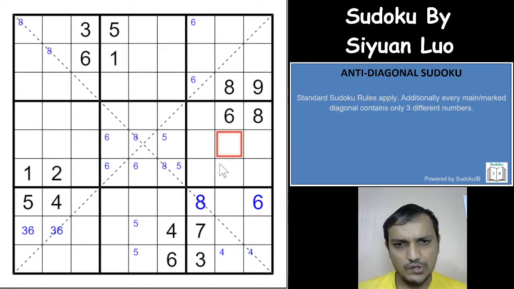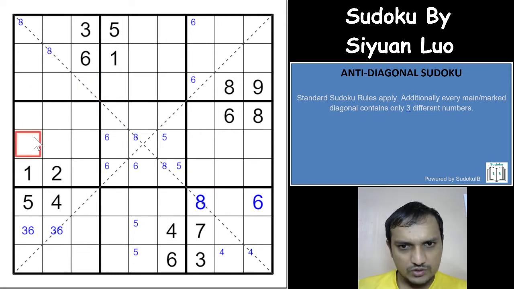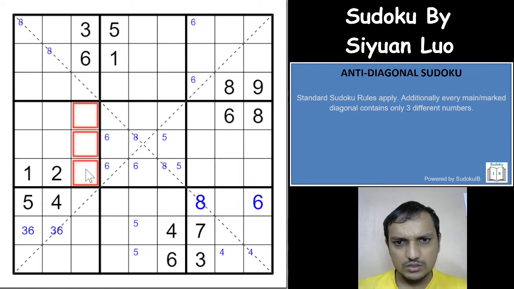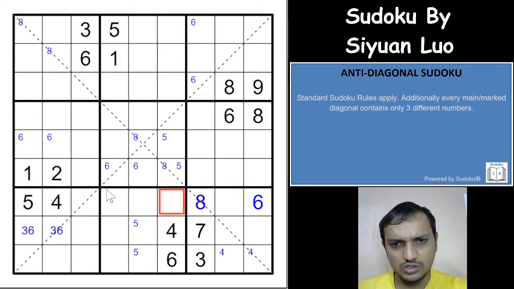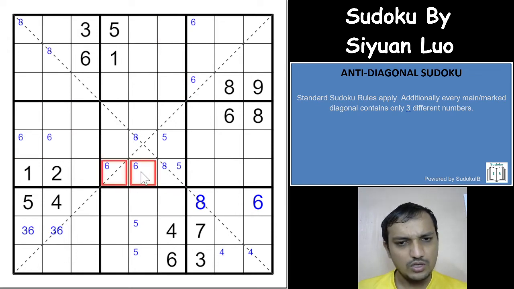Okay, and 8 and 9 won't help us. 3 and 6 already have done it. 1 and 2, 4 and 6 won't help us again. 6, okay, 6 cannot be here. 6 cannot be here, 6 cannot be here. 6 would have to be in one of these two cells. So this cell is not a 6. 6 would be in one of these two cells.